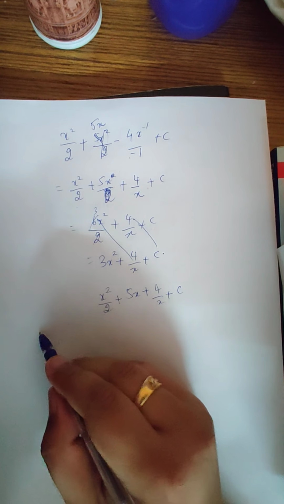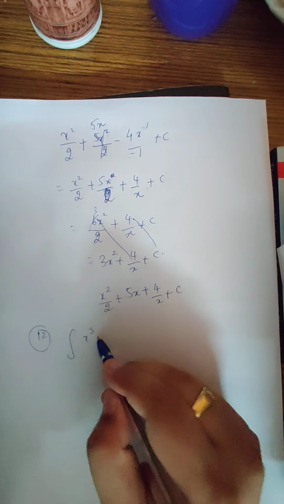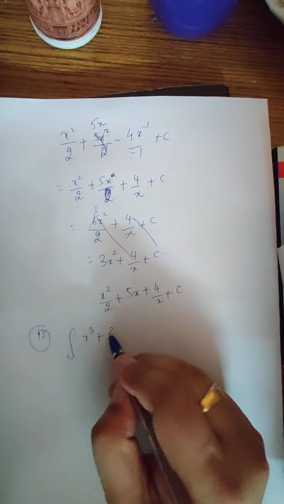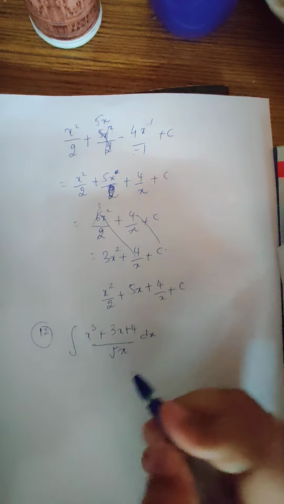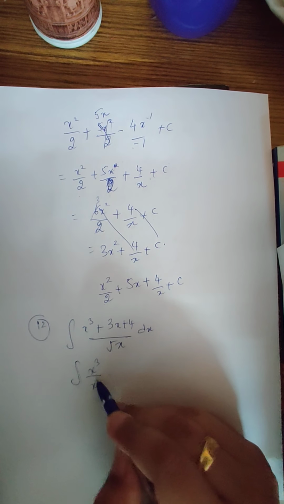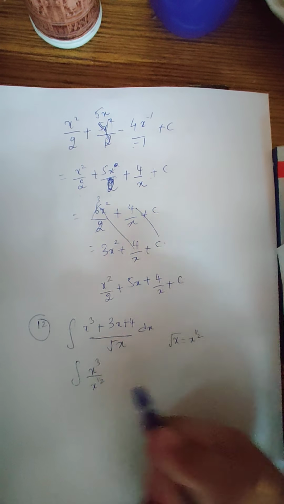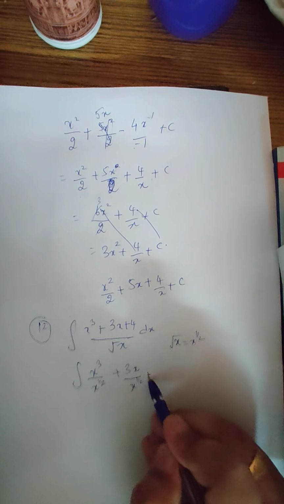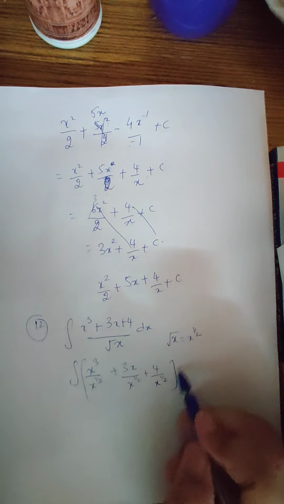Okay, next, 12th question. Integration of x cube plus 3x plus 4 divided by root x dx. So I can write this as integration of x power 3 by x power 1 by 2, because root x equal to x power 1 by 2, plus 3x by x power 1 by 2 plus 4 by x power 1 by 2 into dx.